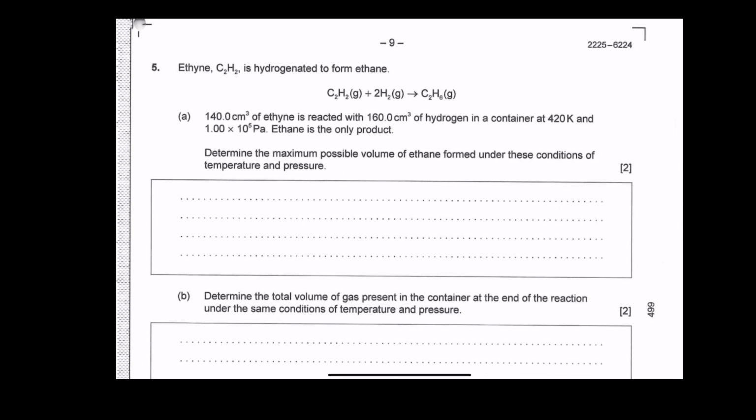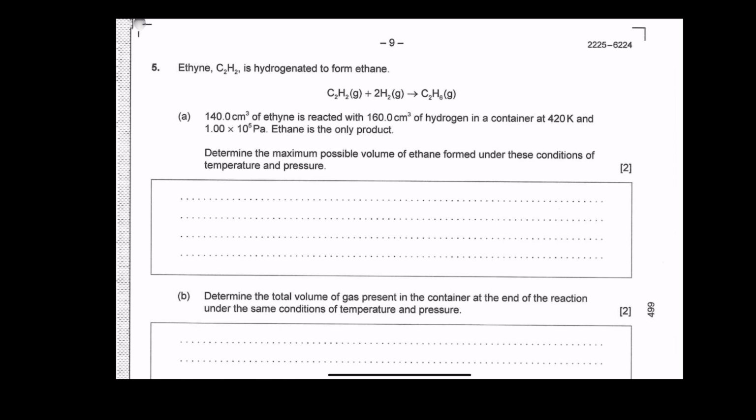Next one, we have ethyne, C2H2, which is hydrogenated to form ethane. So 140 centimeter cube of ethyne is reacted with 160 centimeter cube of hydrogen in a container at 420 kelvins and pressure. Ethane is the only product. Determine the maximum possible volume of ethane under the conditions of temperature and pressure. Now, if in a reaction all the reactants and products are gaseous, we can use the volume ratio instead of the molar ratio.